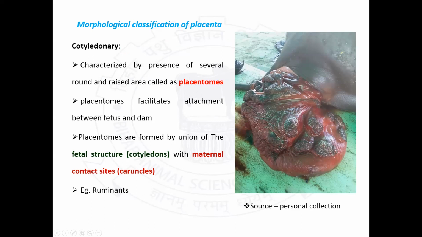Okay, so there are 2 structures. First of all, these placentomes are raised dome-shaped structures. Okay, and how are these made? The placentomes are made of 2 things: fetal cotyledon and maternal caruncle. So these 2 fuse and form a raised platform which is called a placentome, and therefore the name cotyledonary placentation. You see, these are all placentomes only.